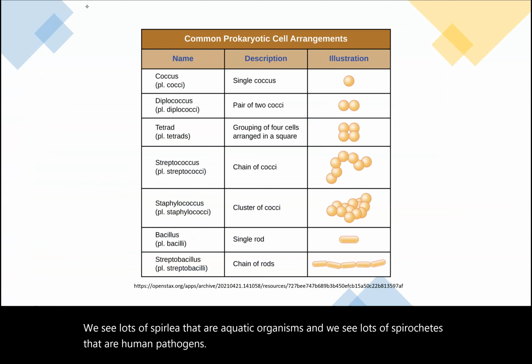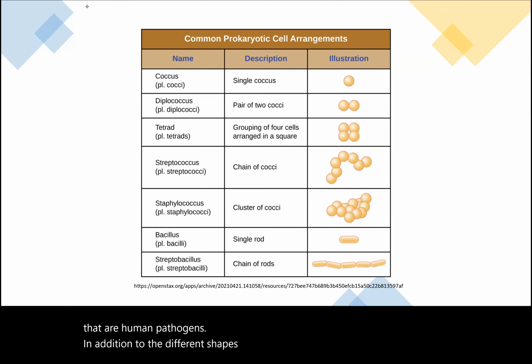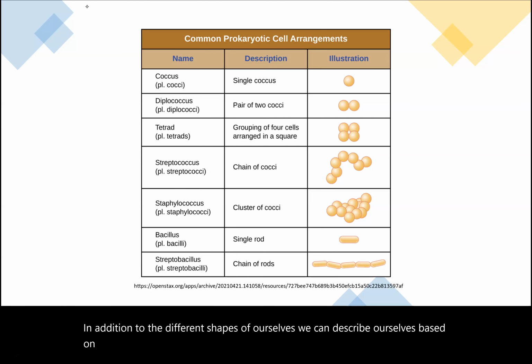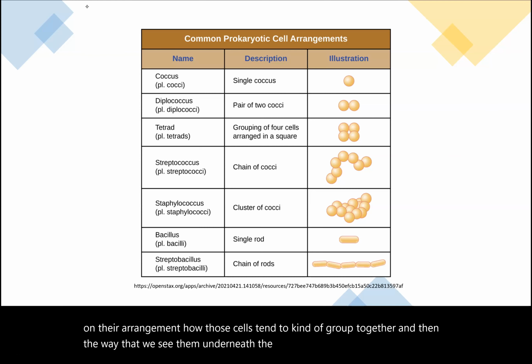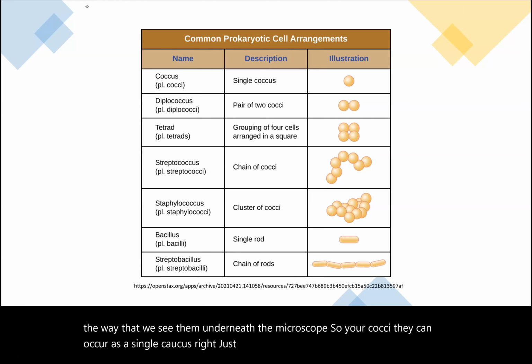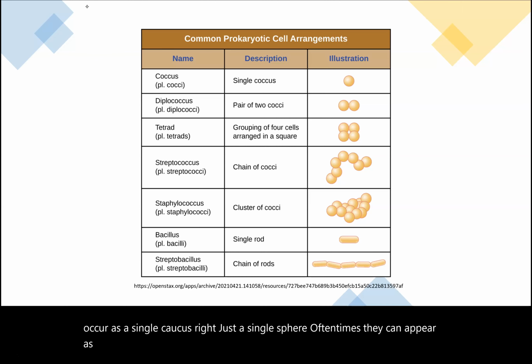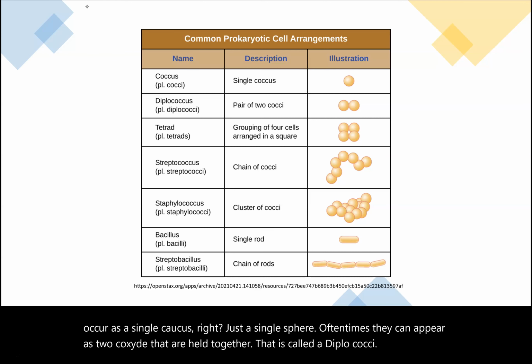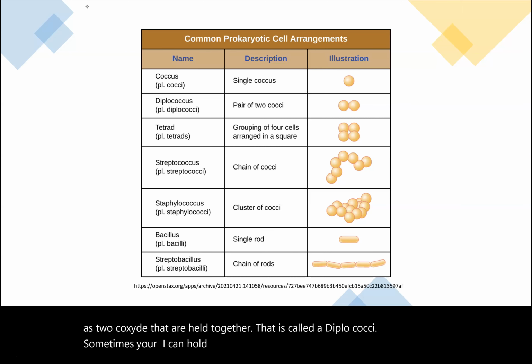In addition to the different shapes of our cells, we can describe our cells based on their arrangement, how those cells tend to kind of group together, and then the way that we see them underneath the microscope. So your cocci, they can occur as a single coccus, right, just a single sphere. Oftentimes they can appear as 2 cocci that are held together. That is called a diplococci. Sometimes your cocci can be held together in groups of 4. That group of 4 is called a tetrad. Sometimes our cocci will form long chains.